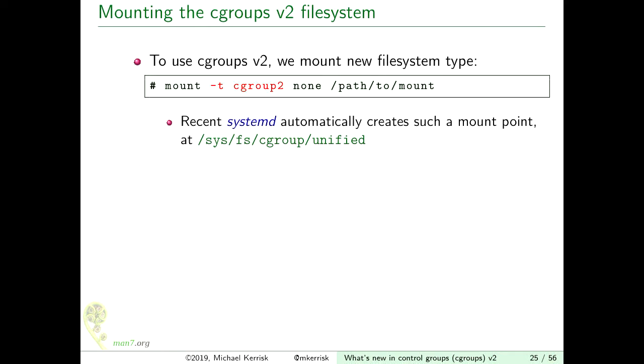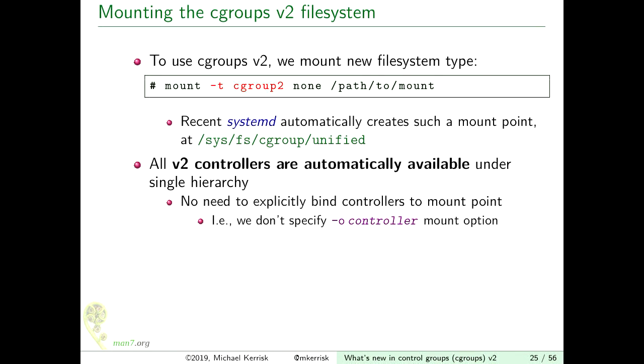You probably don't have to do that, because if you're using a modern system that uses systemd, which is most of us, then systemd creates a certain mount point for you already for the Cgroups version 2 hierarchy. It's mounted at sysfs cgroup unified. When this mount point is created, all the controllers are automatically available under that hierarchy.